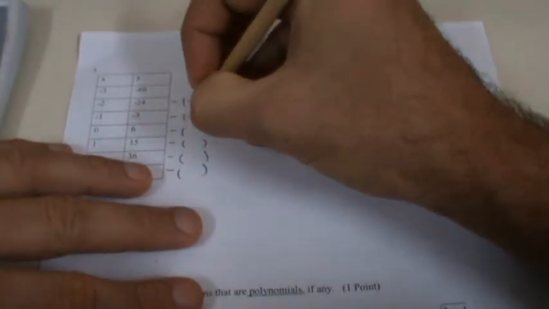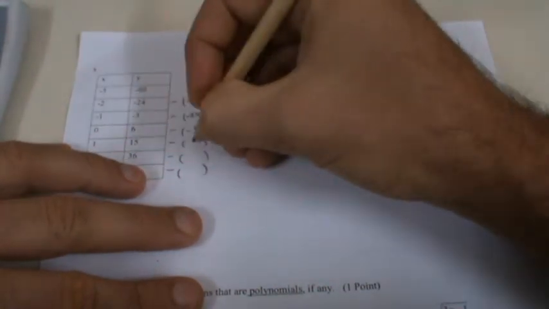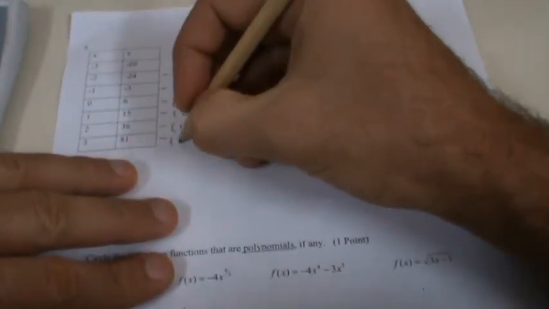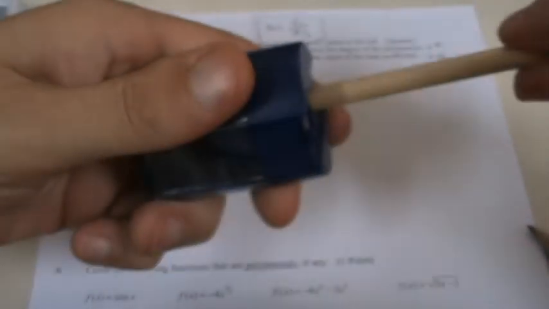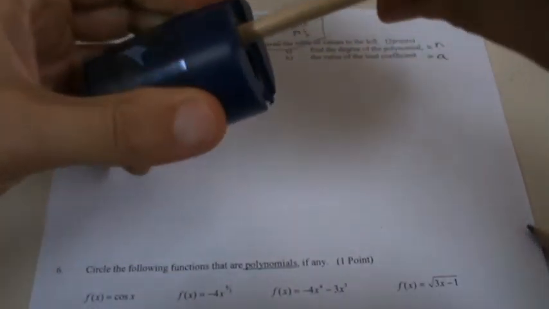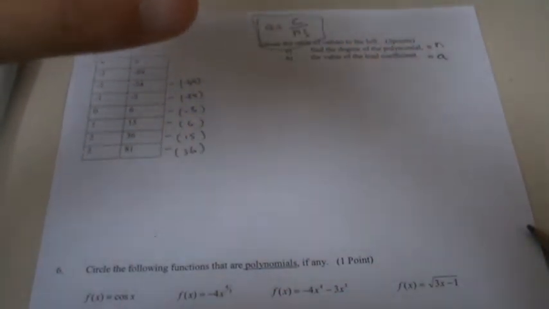So my negative 69 goes here, my negative 24 goes there, my negative 3 goes there, my 6, 15, and 36. Let me get a pencil sharpener. Which I lost. Pencil sharpener. Oh, no, here it is. There we go. A little bit of sharp.